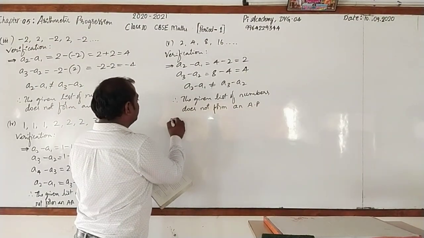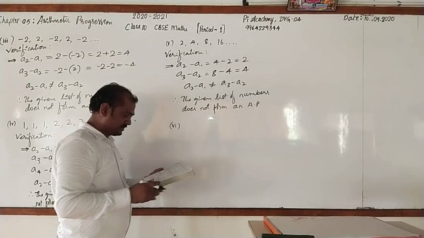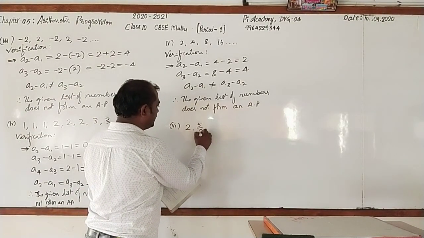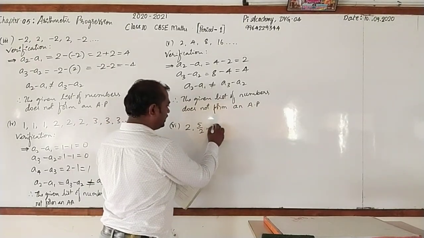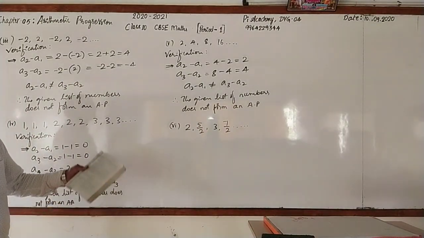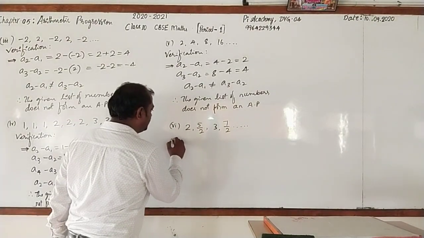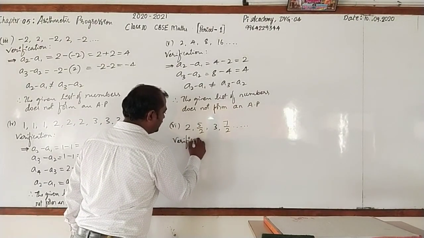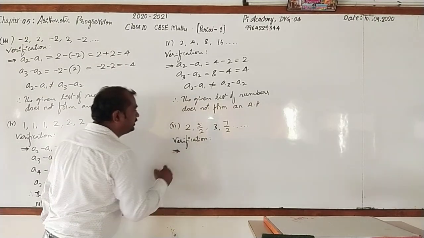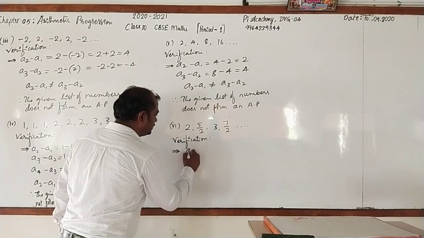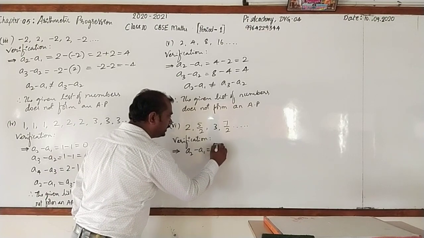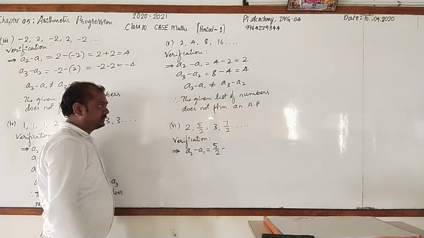Yes. Let us take one more. Start writing with me. It is 2, 5 by 2, 3 and 7 by 2. Check whether it forms an AP. Right. Verification. Then find out the differences. First, A2 minus A1. What is A2? It is 5 by 2 minus A1.